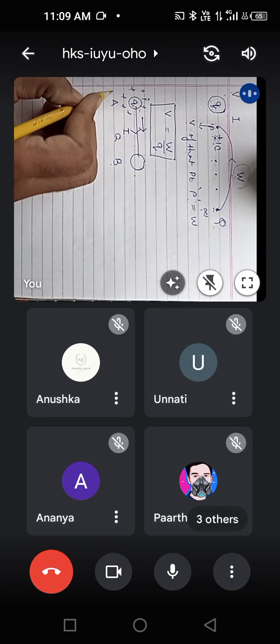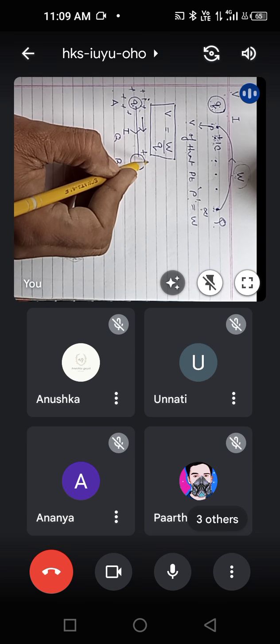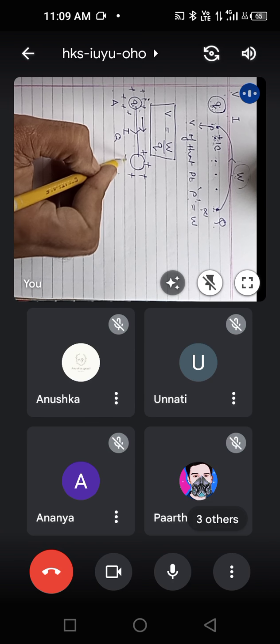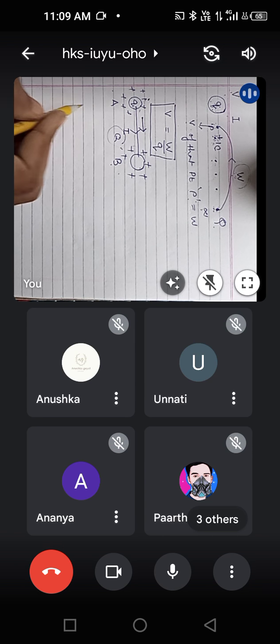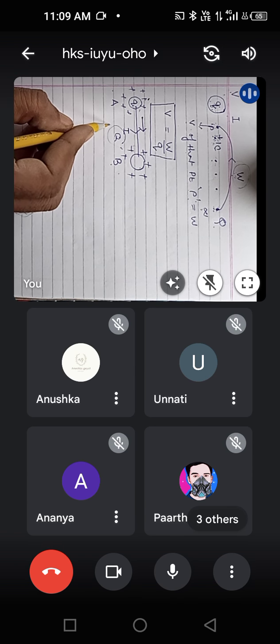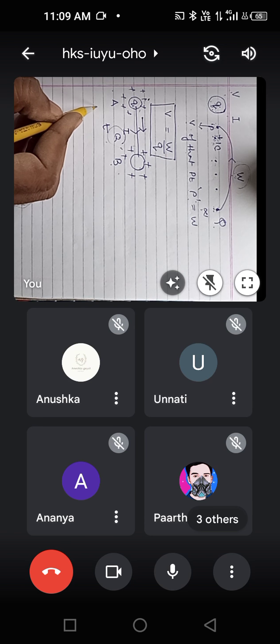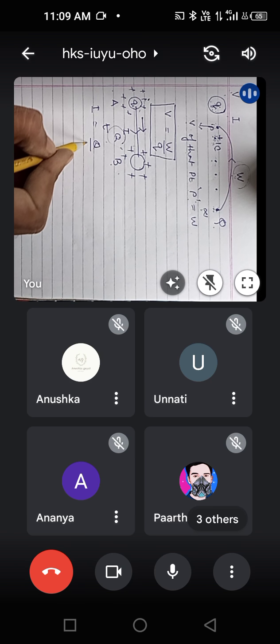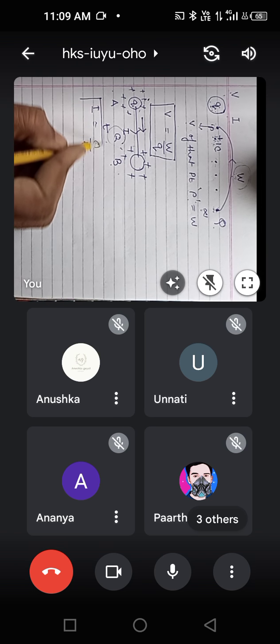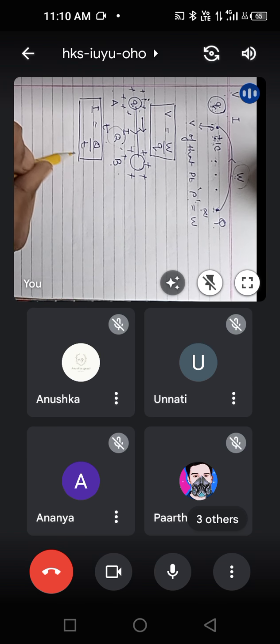If I connect them, B was uncharged, but after you connect them, B will also be charged. So what charge has flown? Suppose Q charge has flown, and the time taken is T. So current is equal to charge flown upon time taken, Q upon time T. Clear? So current is equal to what? Charge flown upon time taken. I is equal to Q by T.